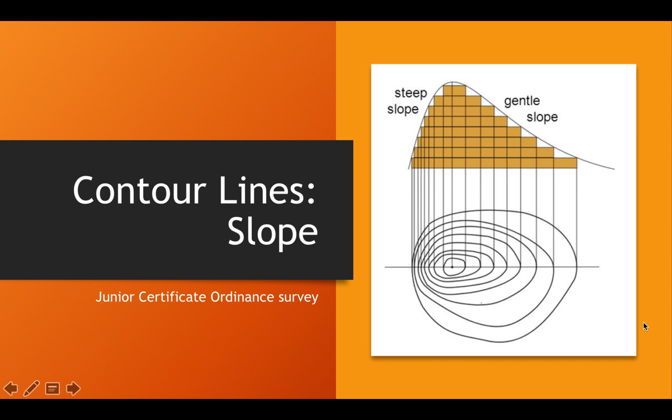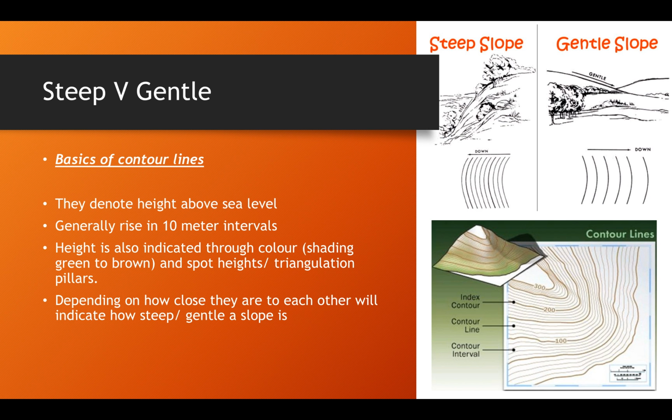In this video, we're going to look at contour lines as you see them on an Ordnance Survey map. The first thing is just to talk about the contour lines themselves. Each one denotes height above sea level, and is always in metres above sea level, each line. And they generally rise in 10-metre intervals.